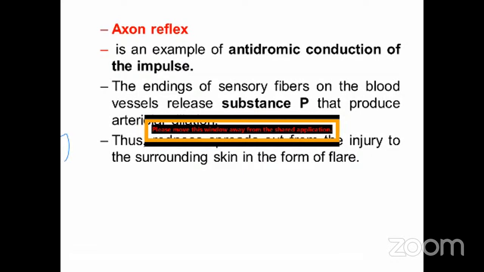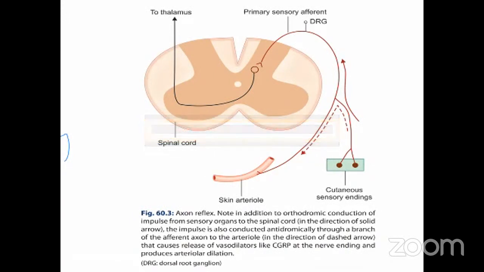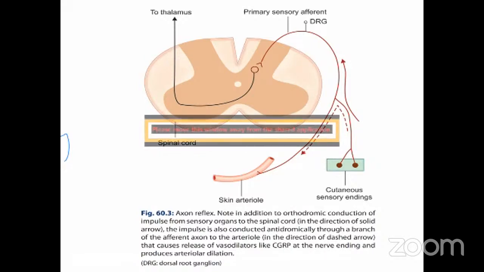The endings of the sensory fibers at the blood vessels release substance P, which causes arteriolar dilatation. Thus, when there is an injury, the surrounding area of the skin shows the flare. So this is the diagram of the axon reflex. When you stroke the skin, impulses from the cutaneous nerve endings go through the spinal cord to the brain. Also, impulses go to the skin arteriole, so there is dilatation of the arteriole. It is an example of the axon reflex, or antidromic conduction of the impulse.